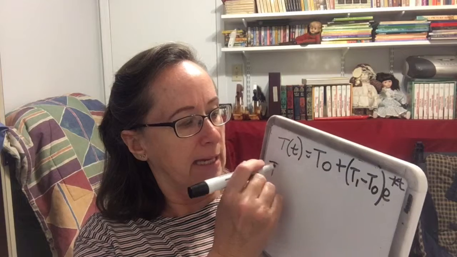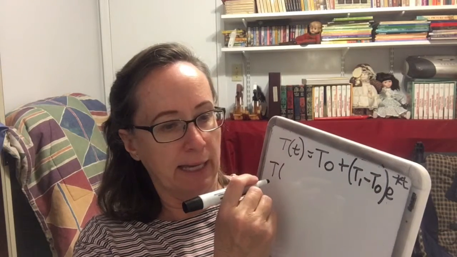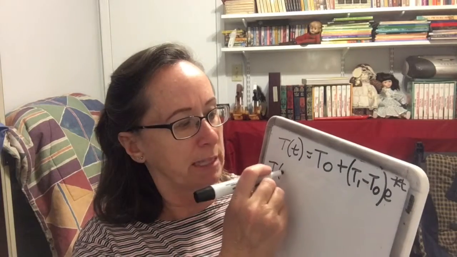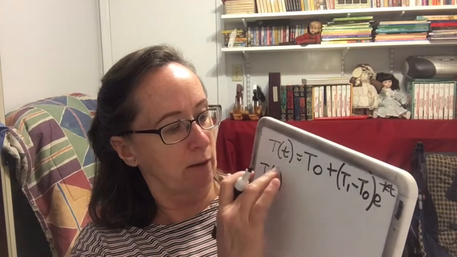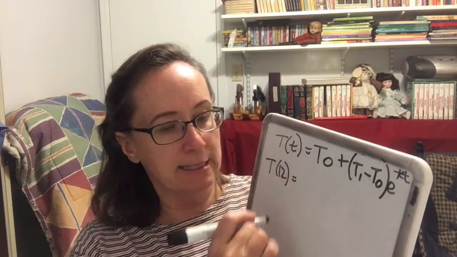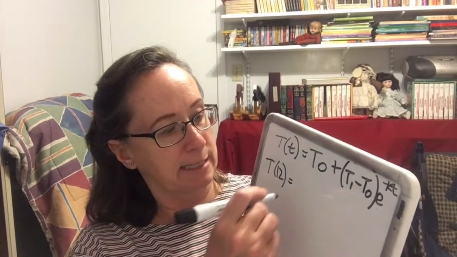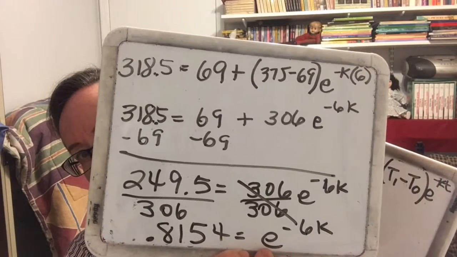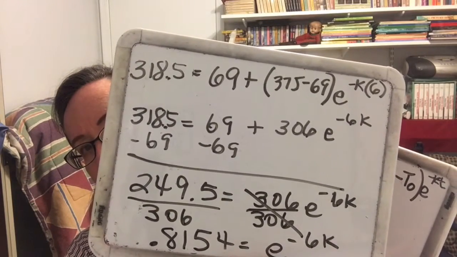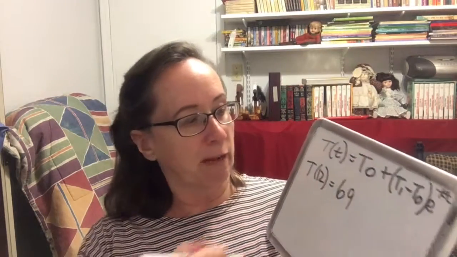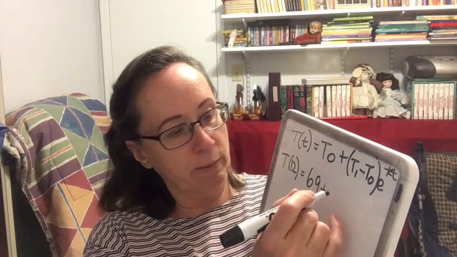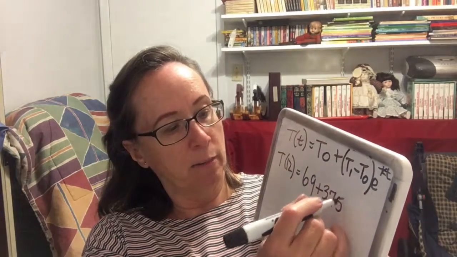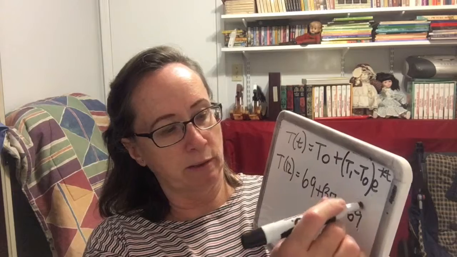So T in 12 minutes, they're asking what the temperature will be. So that's what we don't know. T of 12, we'll go ahead and put a 12 there, is T sub 0, which is the temperature of the room. So that was our 69, and we've got that up there at the top of this board. That was the equation that we had, but we're not going to keep some of this in there. We're going to start back afresh, plus the 375 minus 69, which was in parentheses. And then now we know what our K is.